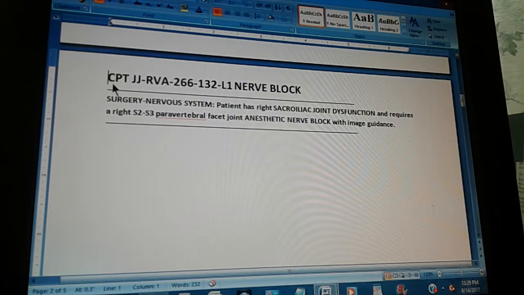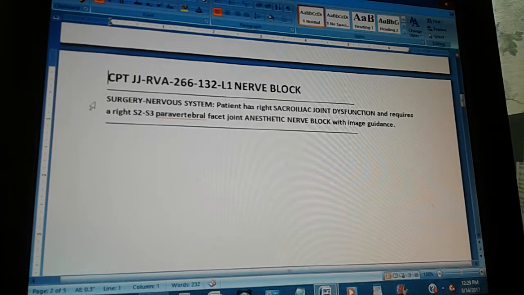The problem is CPT, page 266, exercise 132, a level 1 exercise, and the title is Nerve Block. The text reads: Surgery, nervous system. Patient has right sacroiliac joint dysfunction and requires a right S2 through S3 paravertebral facet joint anesthetic nerve block with image guidance. That is the procedure.